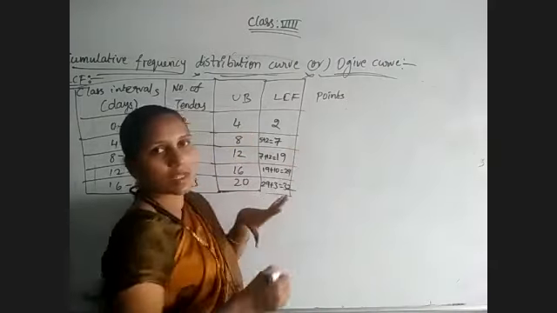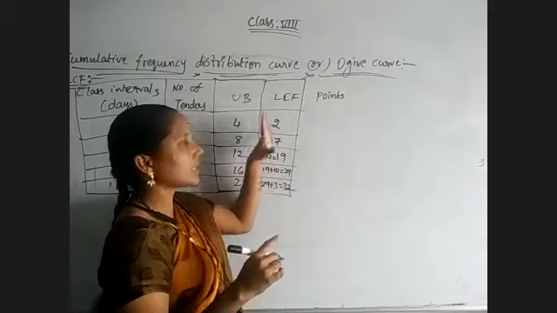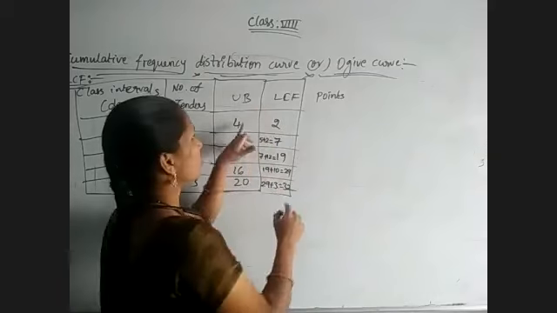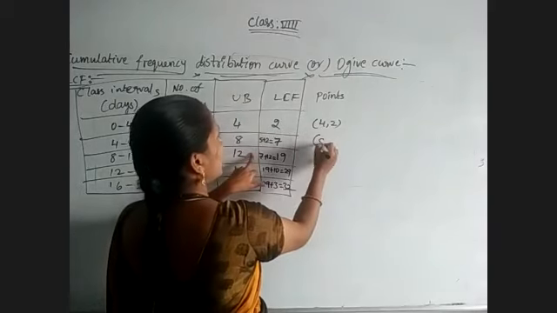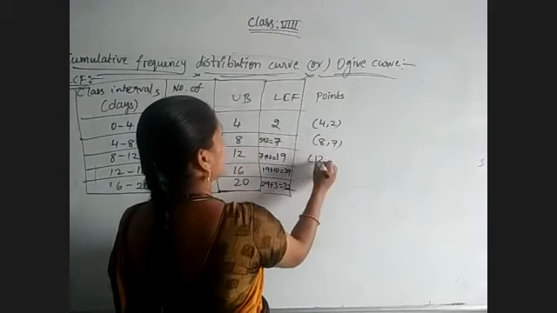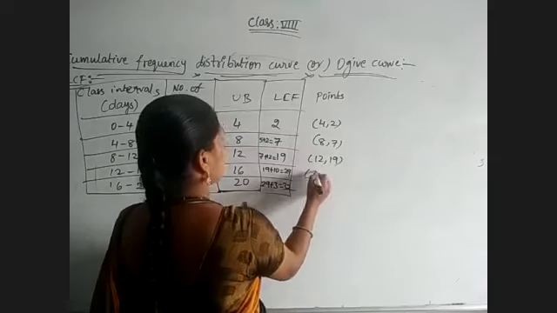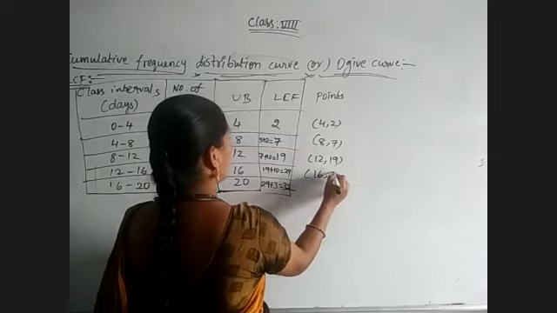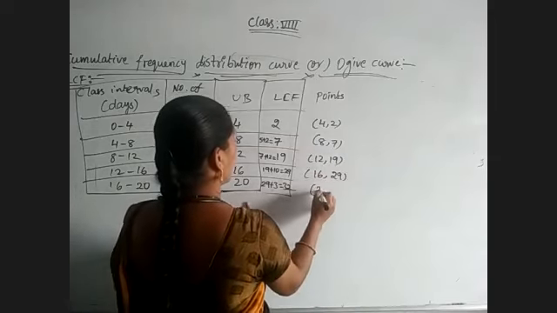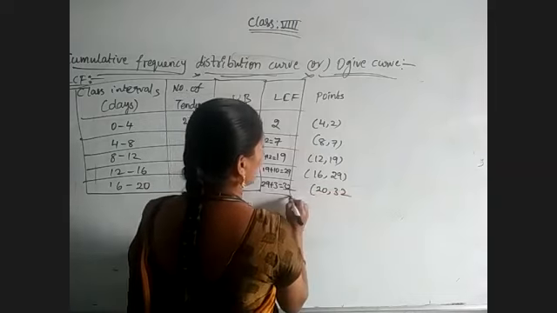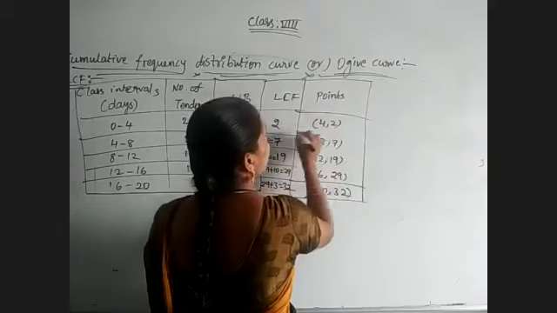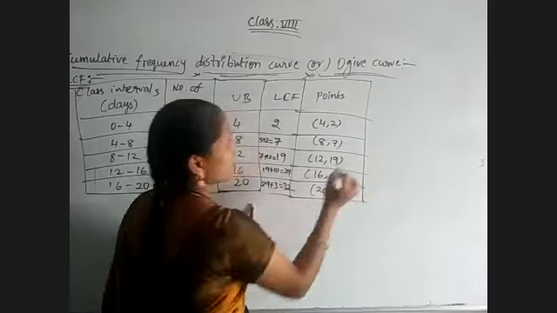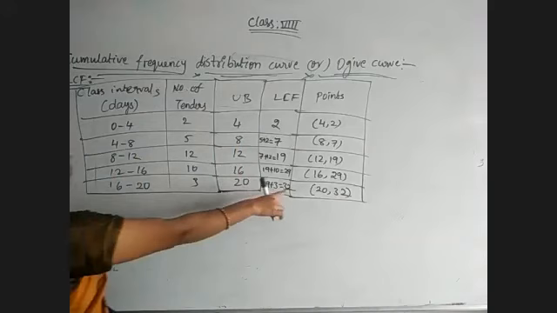These boundaries we always take on the x-axis and the frequencies on the y-axis. So the points are 4, 2 as the first point. 8, 7 is the second point. 12, 19 is the third point. 16, 29 is the fourth point. 20, 32 is the fifth point. Now use the graph. For these points we will see.